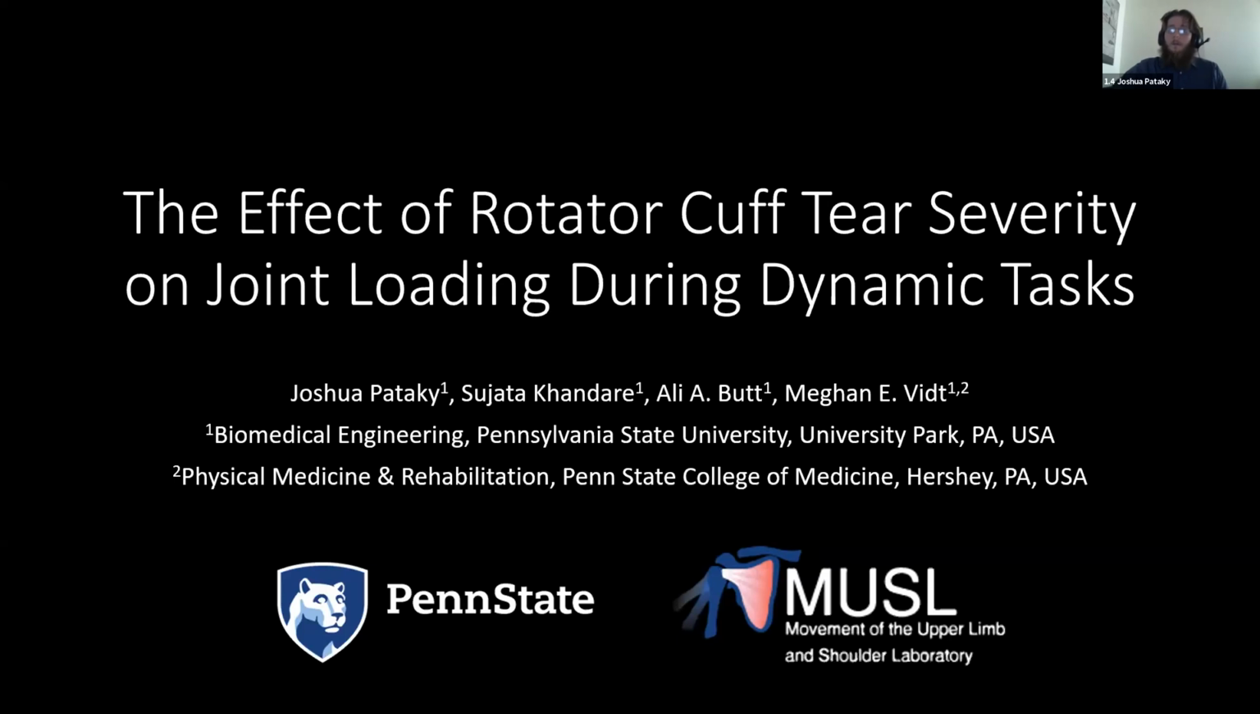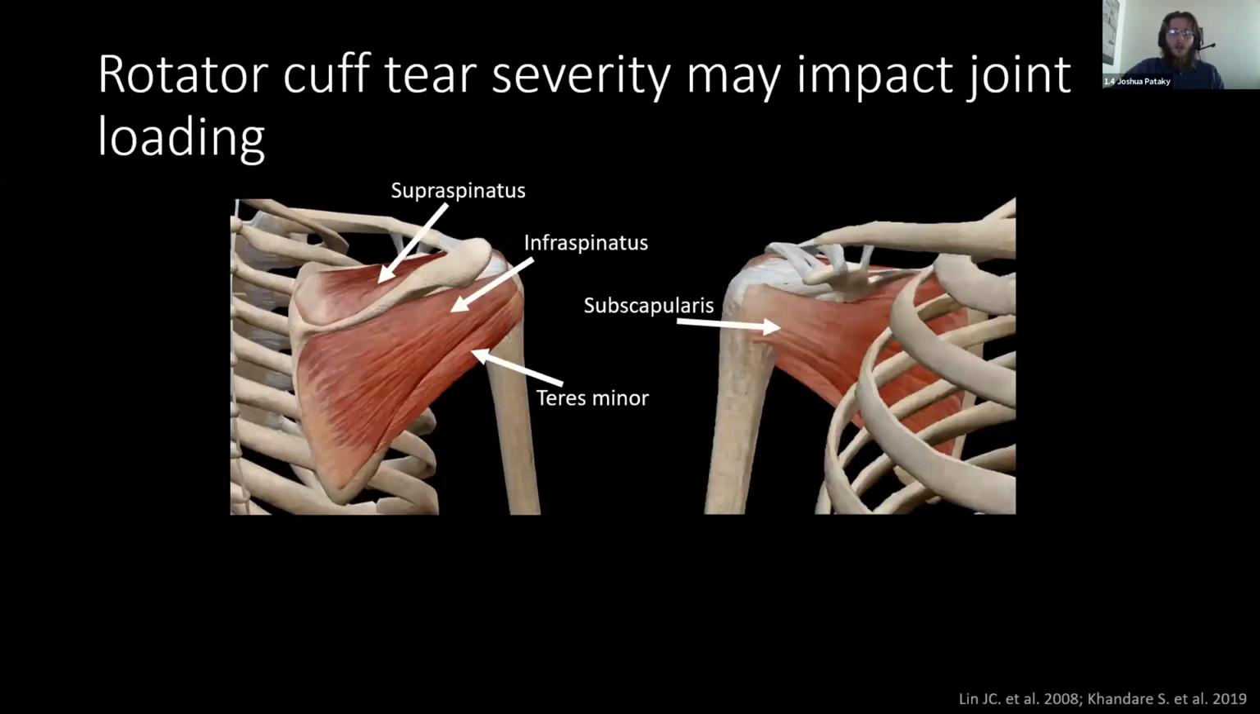So hello everyone, my name is Josh Pataky. The work that I'm presenting to you today examines the effect of rotator cuff tear severity on joint loading during dynamic tasks. Rotator cuff tears are common in older adults, with tear severity ranging from a partial thickness tear of the supraspinatus to massive 3 tendon tears that include tendons of the supraspinatus, infraspinatus, and subscapularis muscles.